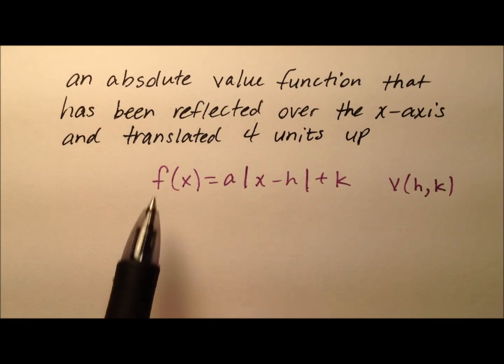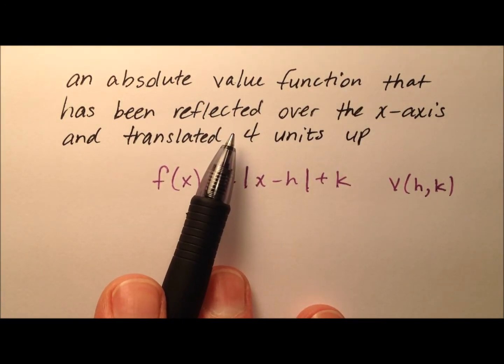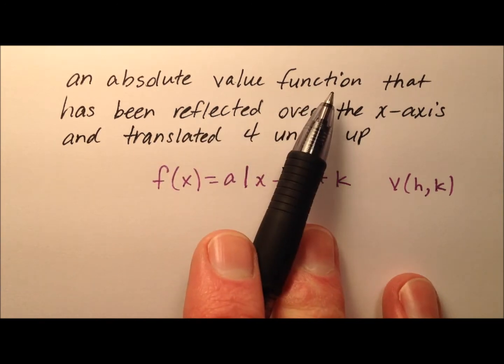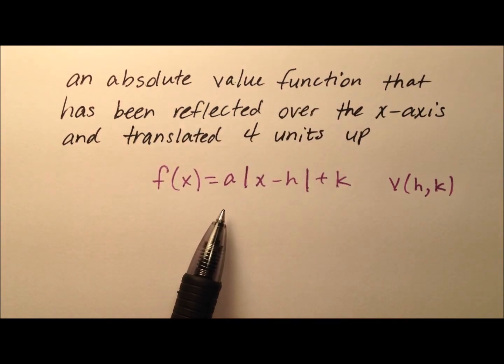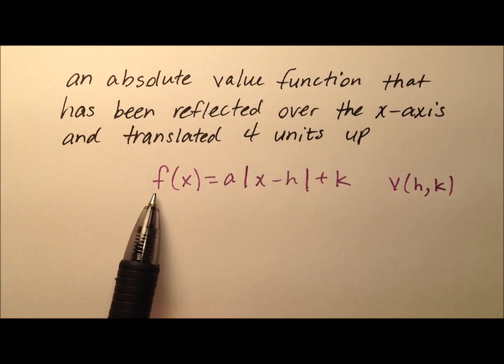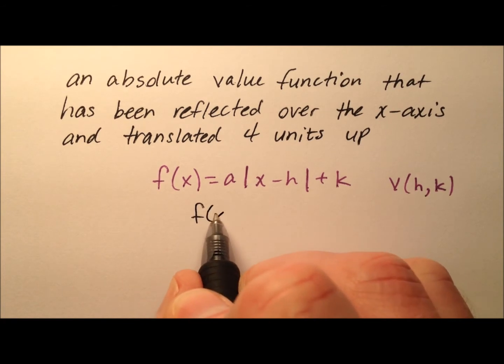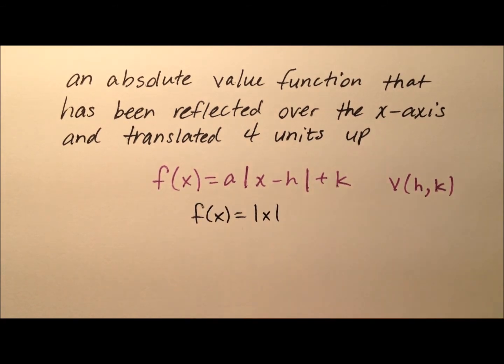In this example, we're going to read this description of how the graph of our parent function has been transformed, and then we're going to write the new function. Okay, so an absolute value function. Well, here's the general form for absolute value functions, and here's the parent function right here, what that looks like. It's just the absolute value of x.